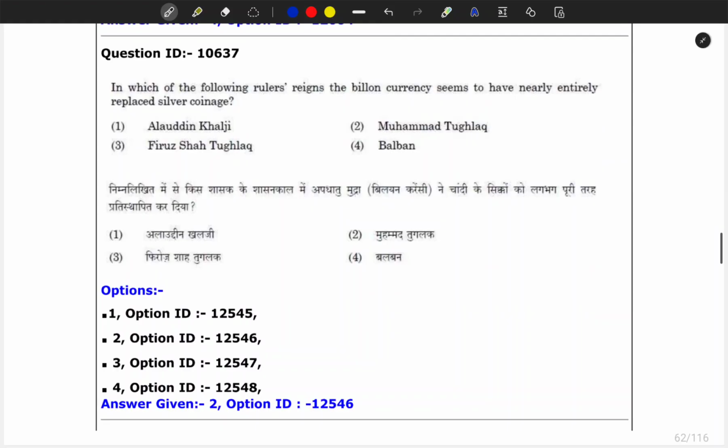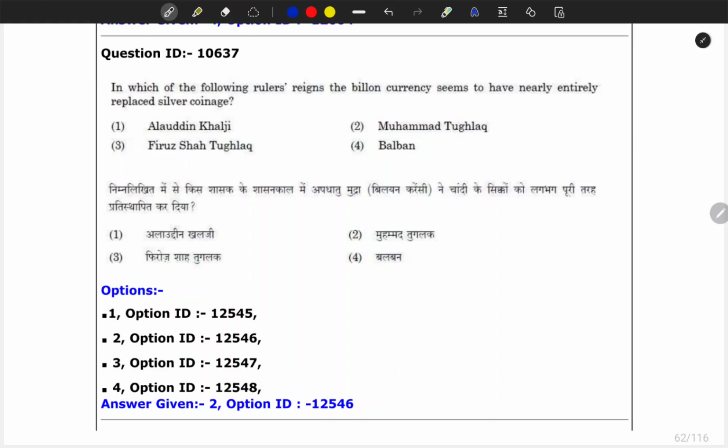Next question is, during which of the following rulers' reigns did bullion currency seem to have nearly entirely replaced silver coins? They should have written bullion here. If you are taught by me, then you must know that in the 14th century there was a paucity of silver. The 13th and 14th centuries had a paucity of silver. Only when the Europeans came did the silver come into the market. So here you can eliminate the early rulers.